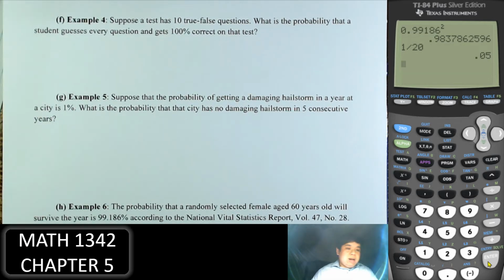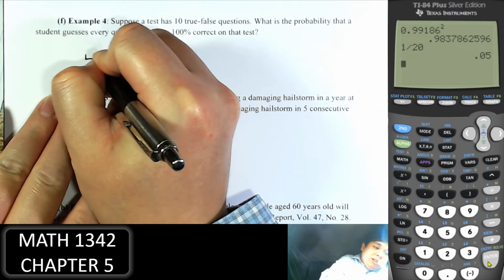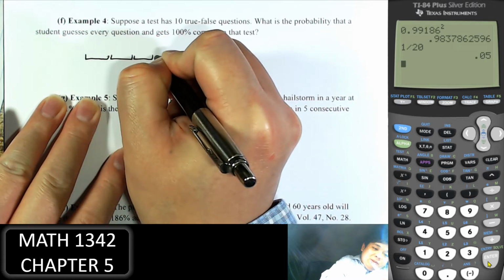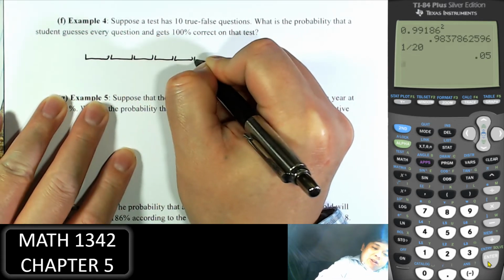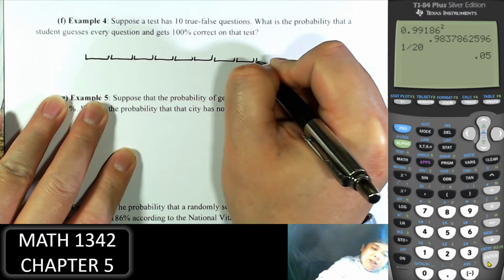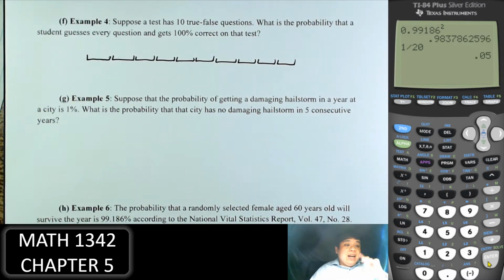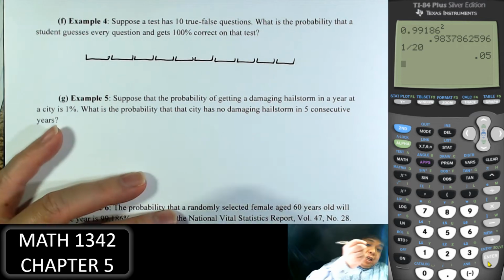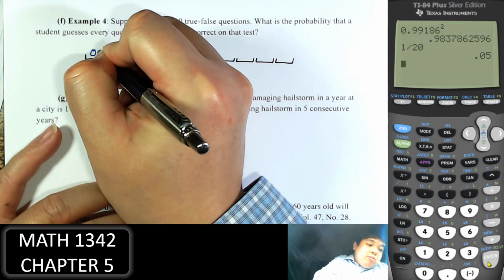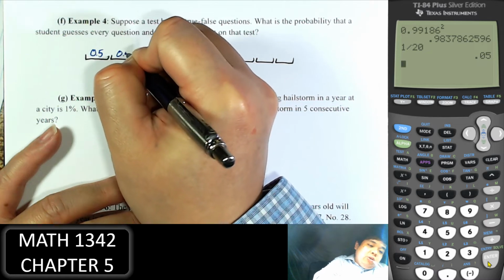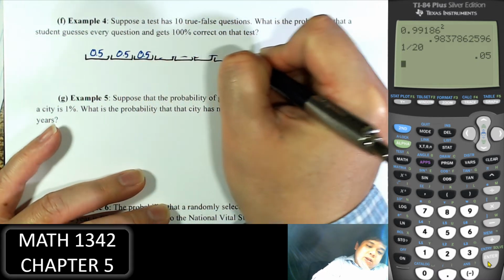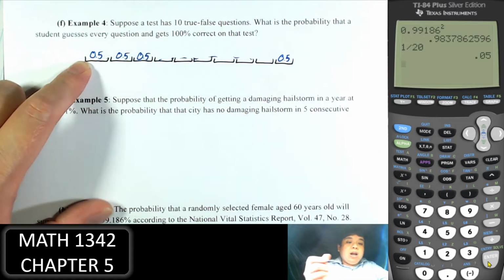Right, here are a few more examples. Suppose a test has 10 true-false questions, and what is the probability that a student gets every question correct, 100% on the test? Well, there will be 10 questions, 10 slots. 1, 2, 3, 4, 5, 6, 7, 8, 9, 10. And each question is only true or false. And if we guess, the chance to get it correct is 50%. So we have 0.5 for each one of them.